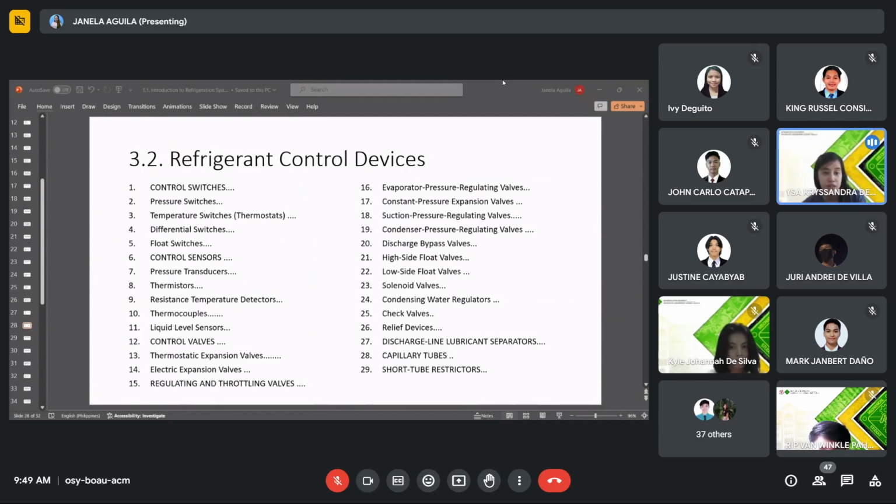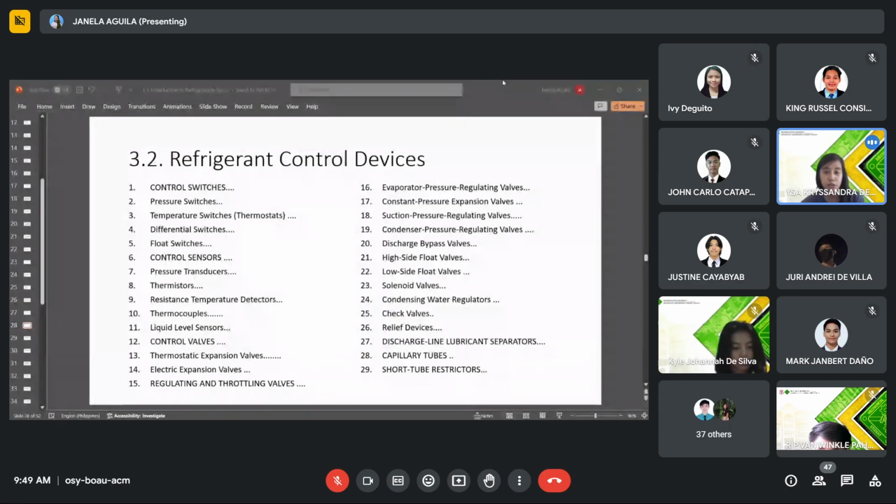And so for the refrigerant control devices, this can be divided into 5 groups, which is the control switches, control sensors, control valves, regulating and throttling valves, and the relief devices. But first, we'll be starting with the control switches.